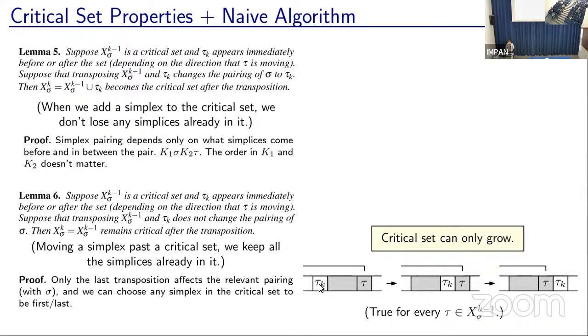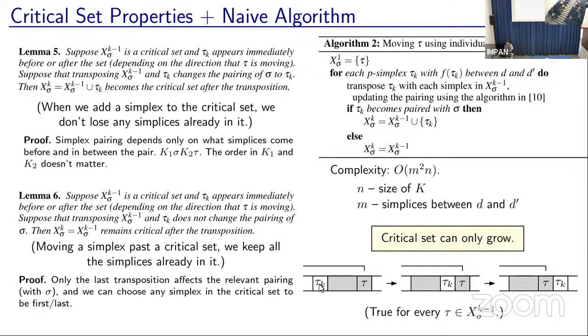Because of this, you can imagine a very simple and very naive algorithm, which says let's just simulate what we've been doing. Let's take our simplex tau k and keep dragging it through the filtration from wherever it started, G, to the target G prime. Every time I encounter a new simplex, I will transpose it with everything in the critical set and check what the pairing is. I can perform these transpositions efficiently in linear time, and that's the algorithm. It's not a good algorithm, it's slow.